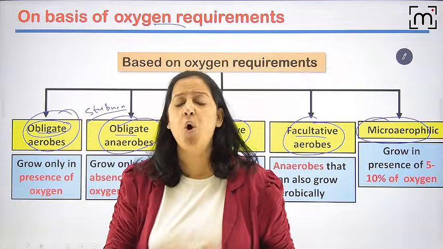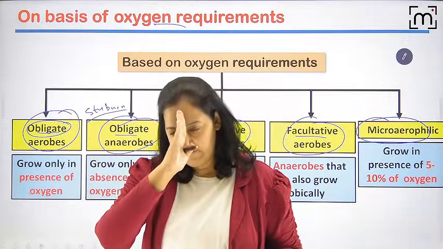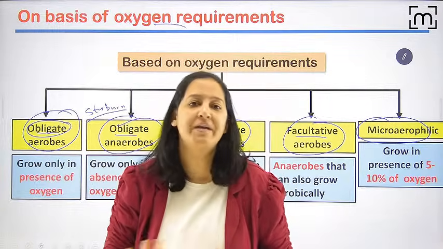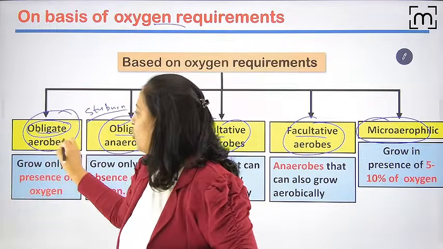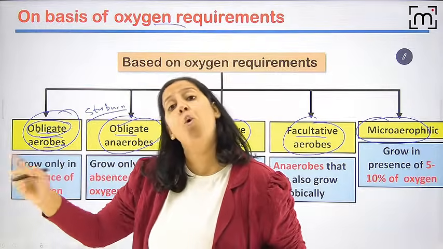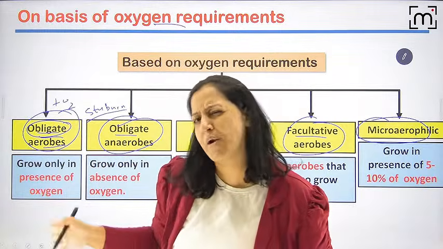They are non-adjustive. They are fixed in their terms. They will do this, otherwise they will die. They will not adjust. Non-adjustive people, like non-adjustive bacteria. Obligate aerobes are the bacteria who grow only in presence of oxygen. If you don't give them oxygen, they will die. They don't adjust.